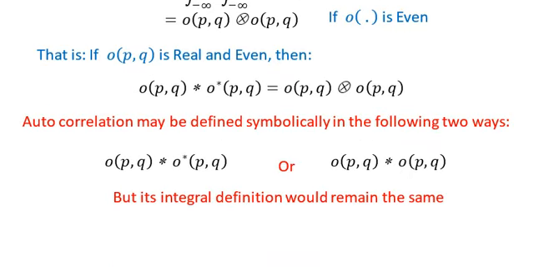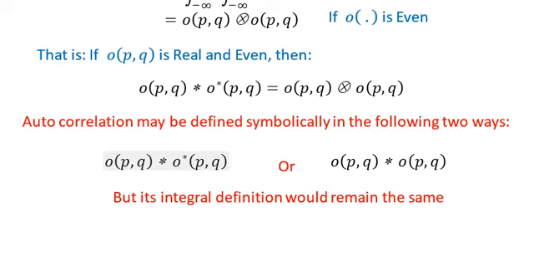Okay, now you see that we have been using the definitions above, that is, if O at the coordinates P, Q is real and even, then we can write, this is the definition that we have obtained, that the autocorrelation between the two functions is equal to the convolution between the same functions. The condition is that O should be real and even. Now autocorrelation may be defined symbolically in the following two ways.